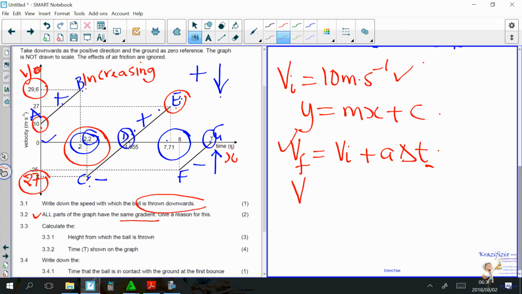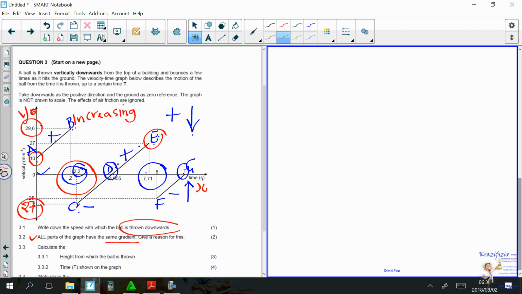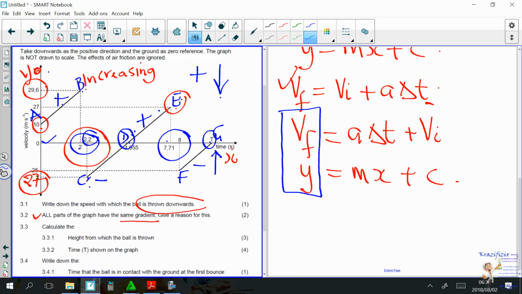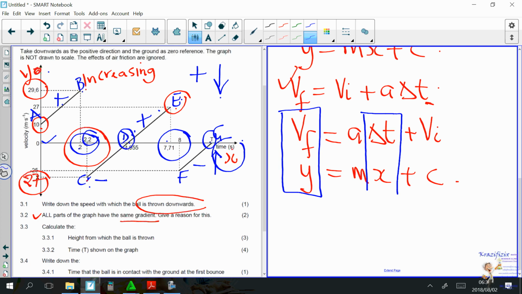Look at what I'm going to do. Vf, I'm just going to shift this: a delta t plus Vi. Let's compare. y equals mx plus c. Now, that's on my y-axis. That's sorted. x is the time. That's sorted.